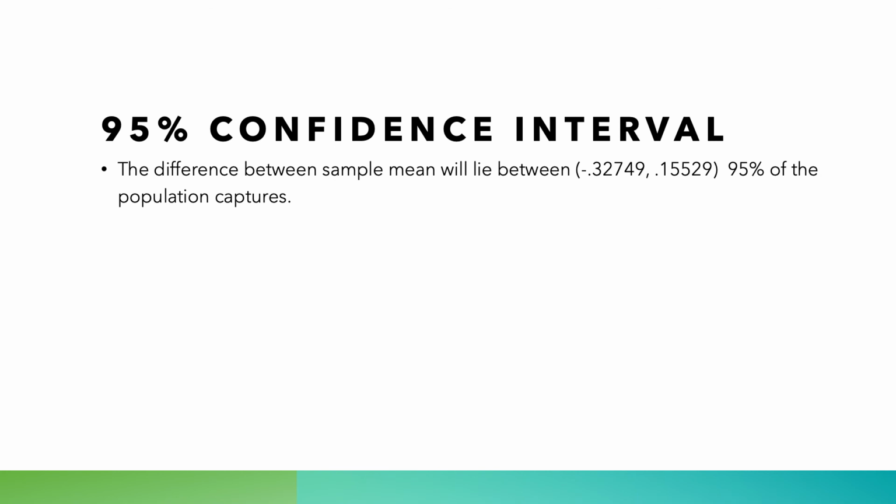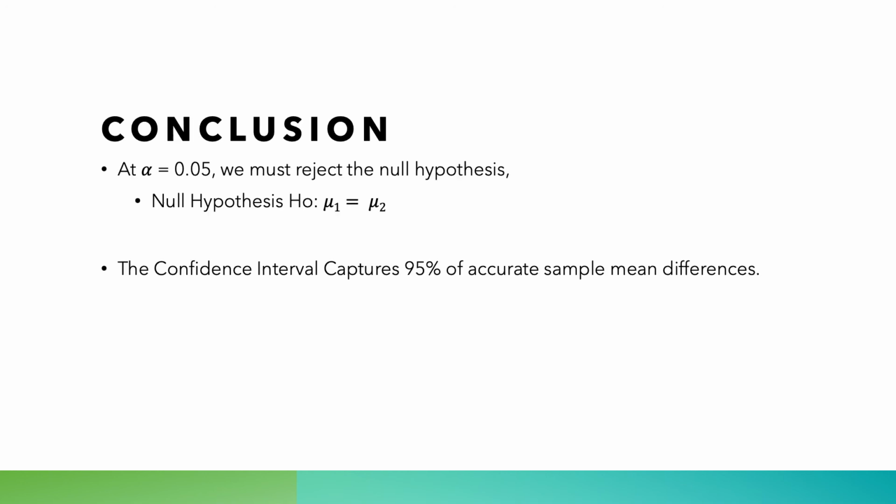Lastly, we're going to talk about a quick confidence interval. Upon testing the difference between sample means, we found the confidence interval to lie, or the difference between sample means will lie, between negative 0.32749 and 0.15529, capturing 95% of the population.